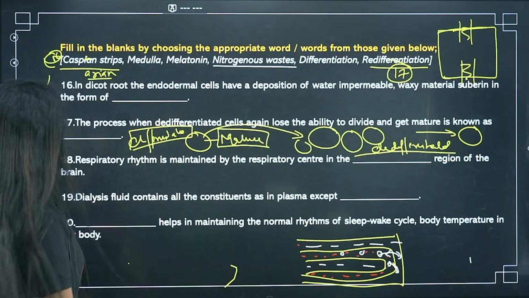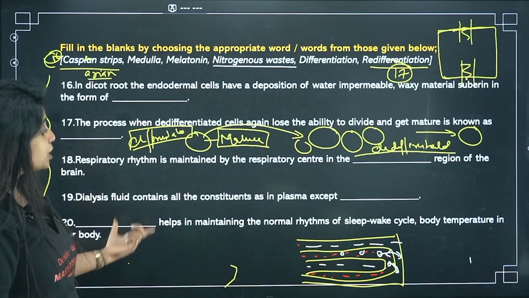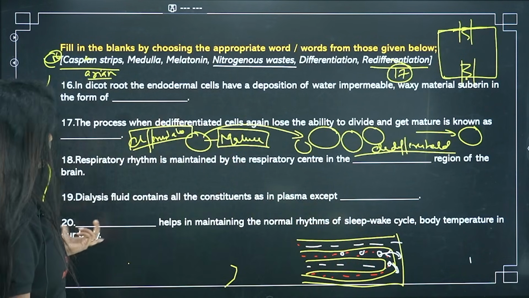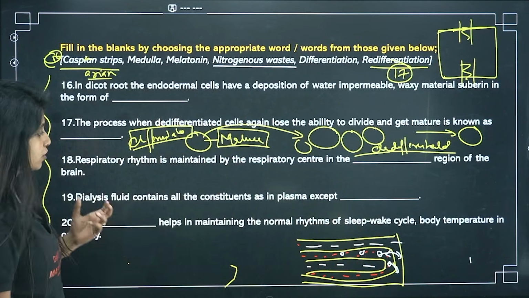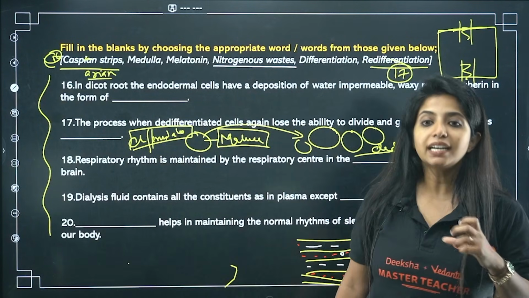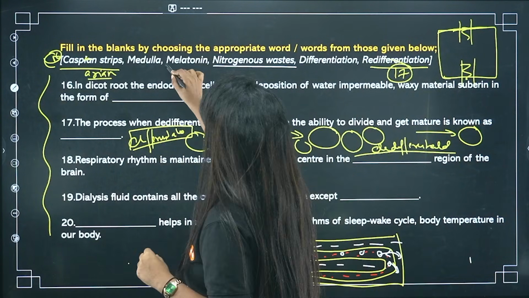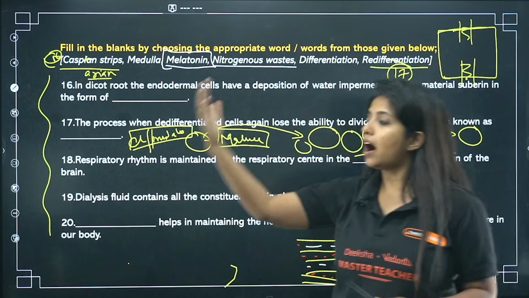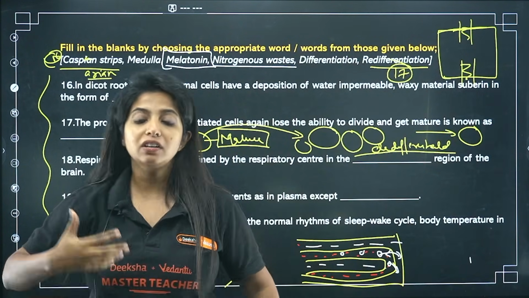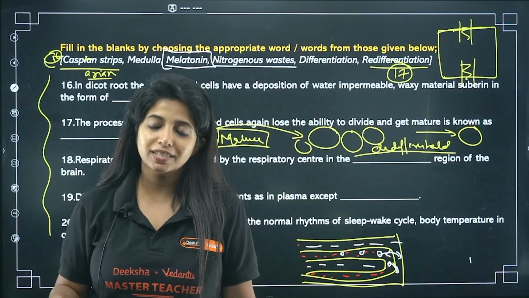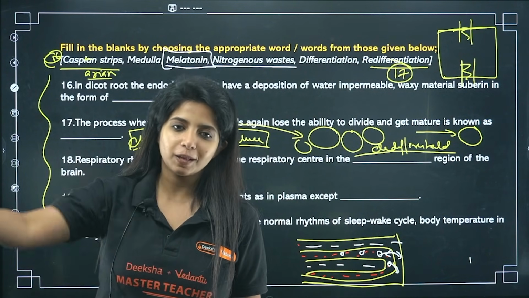Got it? Yes, ma'am. Now, the 20th one. Dash helps in maintaining the normal rhythms of the sleep-wake cycle and body temperature in our body. What do you think is responsible for maintaining the normal rhythms of the sleep-wake cycle and body temperature? It is something that is known as melatonin. Now, this is super important. When we are using mobile phones and all, it interferes with the release of melatonin, which is why we are not able to sleep really well, which is why we say that please put your phones away.